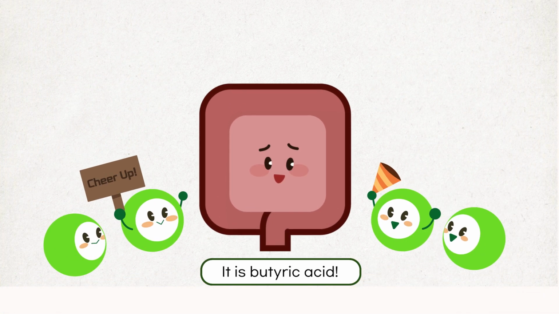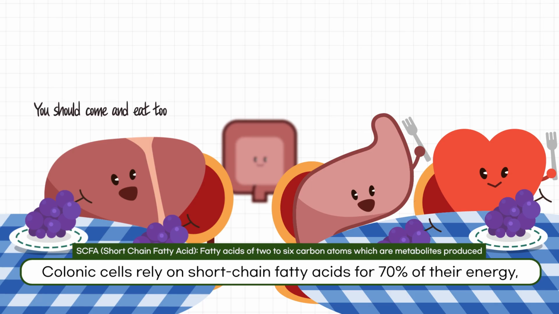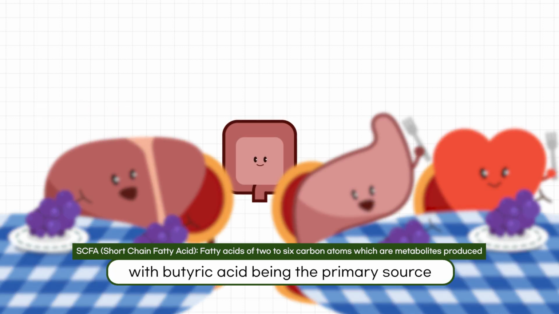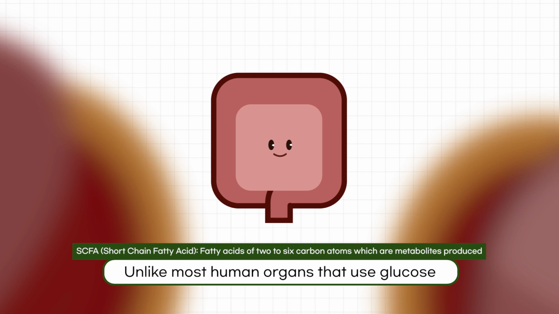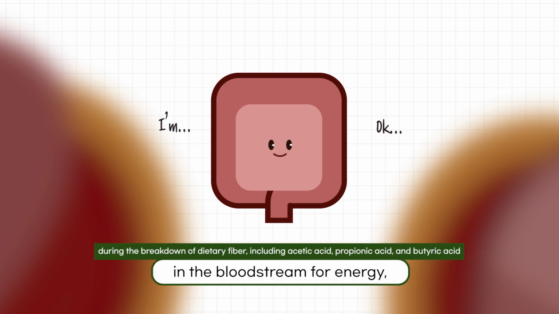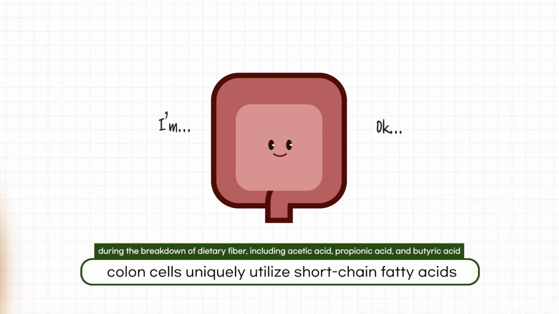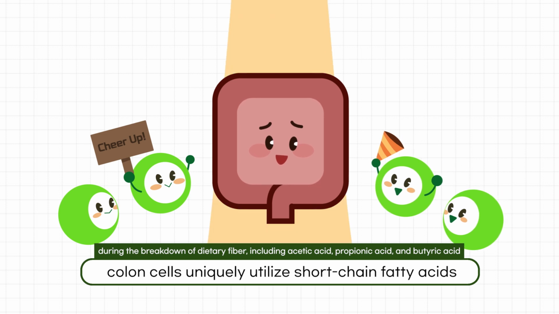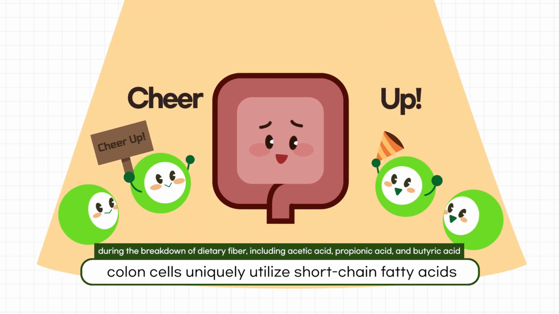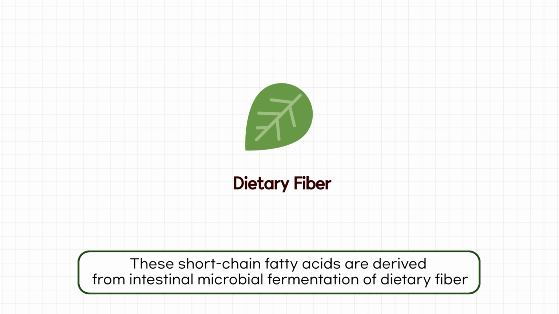It is butyric acid. Colonic cells rely on short-chain fatty acids for 70% of their energy, with butyric acid being the primary source. Unlike most human organs that use glucose in the bloodstream for energy, colon cells uniquely utilize short-chain fatty acids. These short-chain fatty acids are derived from intestinal microbial fermentation of dietary fiber.